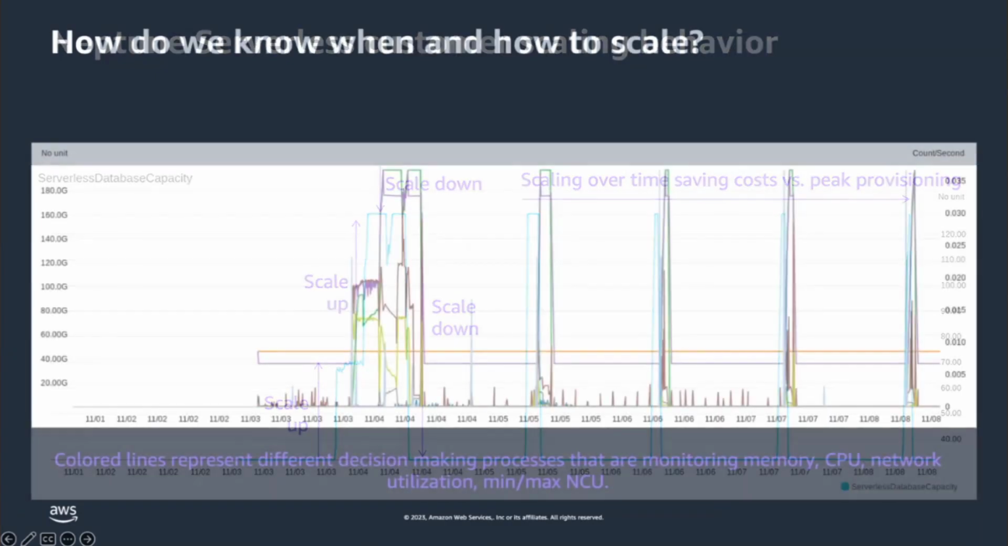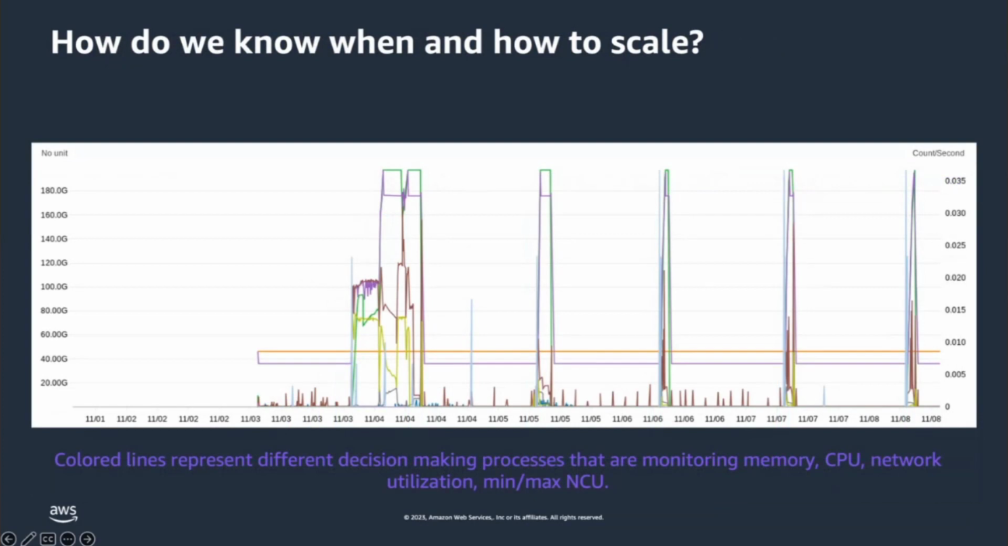But this is a complicated thing. These different colored lines represent all the different decision-making processes we look at behind the scenes to know when to scale up and down. These include memory, workload, CPU, network utilization, where you are in the min and max NCU, and those sorts of things. It takes all these complicated things and makes it a very simple single number for you to work with.